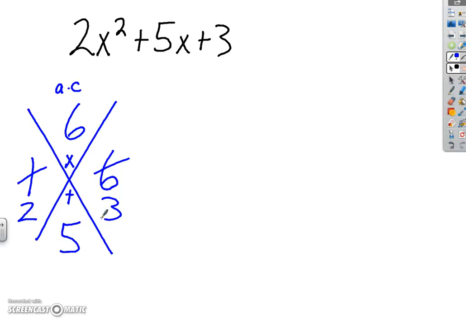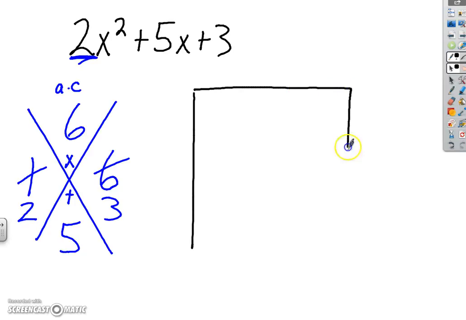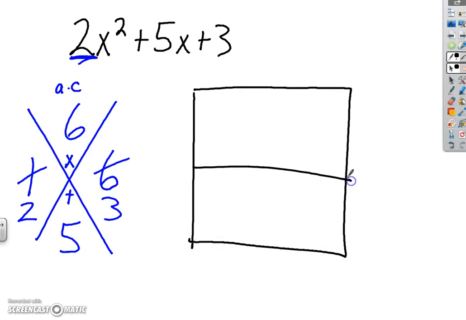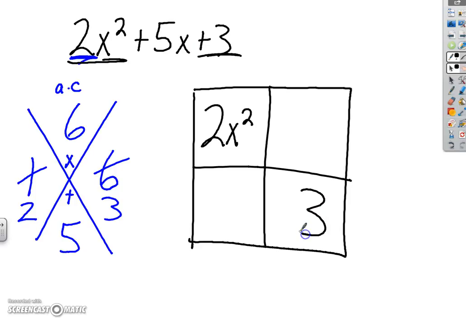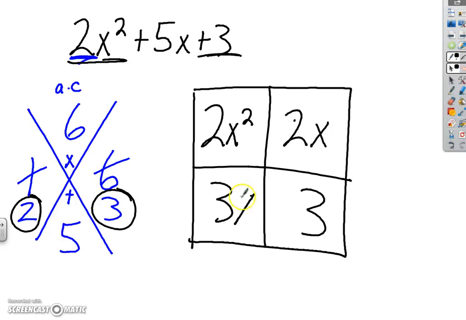However, because this a is not 1, we've got to take this to another step. We're going to create a little box over here. In this box, we take our first part, the ax squared, 2x squared, and put it in the first box. Then we take our c, which is this 3, and put it in the last box. In the other two boxes, our two factors go: a 2x in one and a 3x in the other.